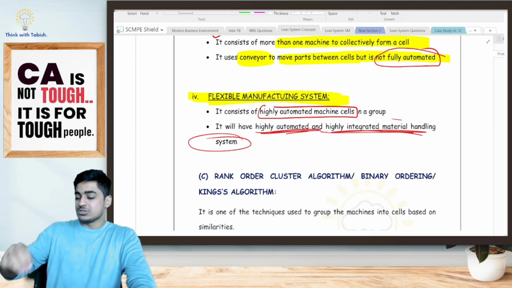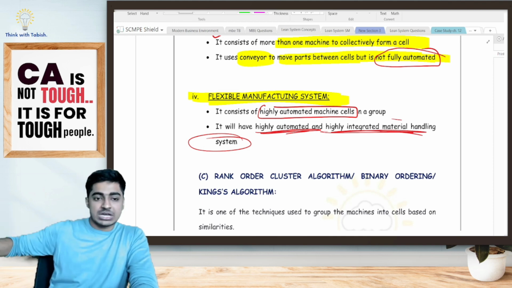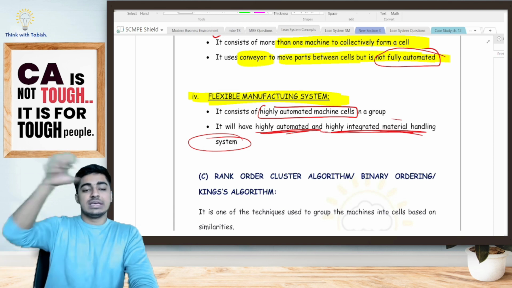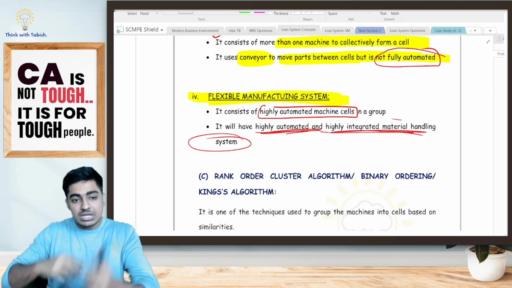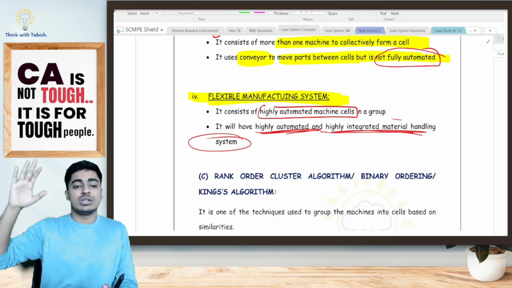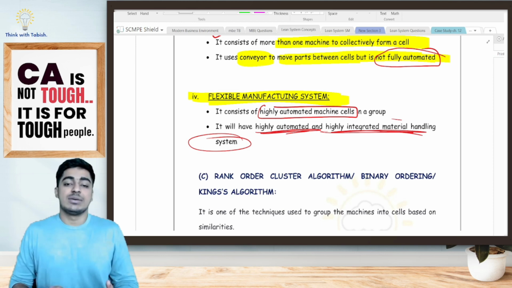Yes, the moment finished goods are prepared, there will automatically be robots which will pick them and put them on the conveyor belt. Again, at the next machine, there will be robots which will pick them and put them specifically into the machine. Operation happens, output, and again robots will pick and put it on the conveyor belt. So, completely flexible, fully automated machine cells.